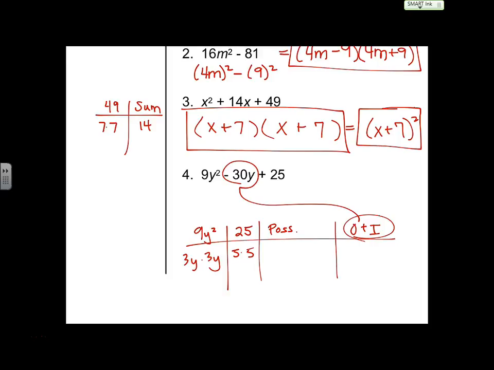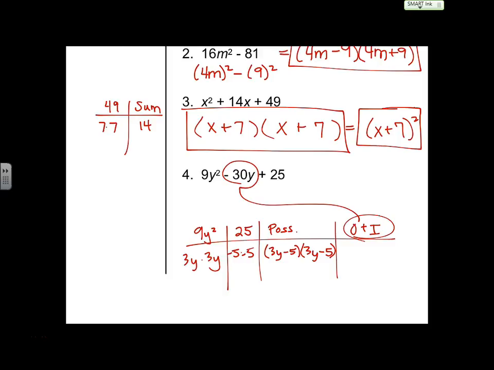Now, hold on. If the last sign is positive, the signs are the same. Look at the middle, negative. Okay, good. So we have a negative 5 and a negative 5. We can try those. 3y minus 5 times 3y minus 5. Good. A negative times a negative is a positive, which is why this is a positive 25.